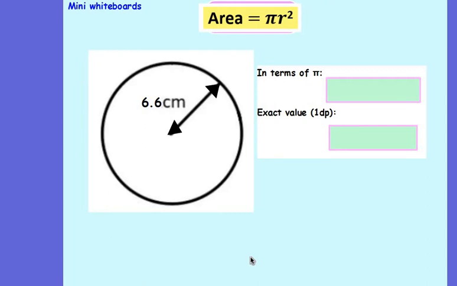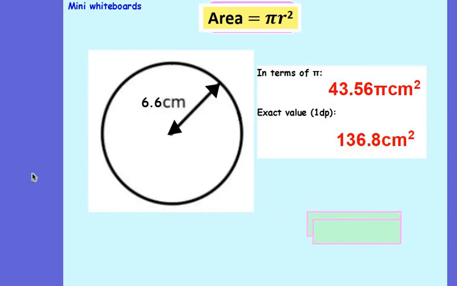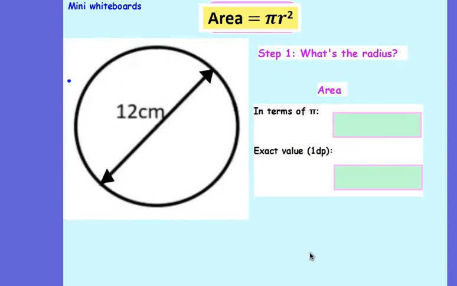How about now? Pause the video in your light blue books. What's the area of this circle? Okay, this time my radius is 6.6, so I need to do 6.6 squared, which gives me 43.56 pi, and as an exact value, if you type into your calculator 43.56 times pi, you'll get 136.8 centimetres squared.